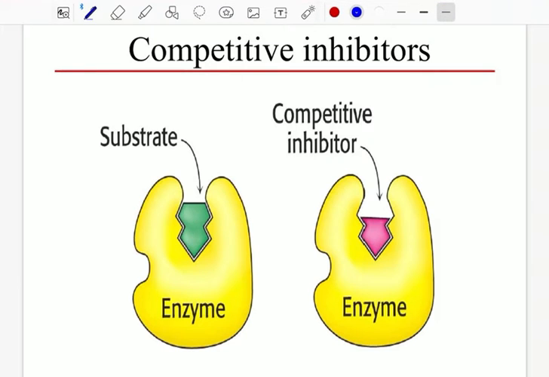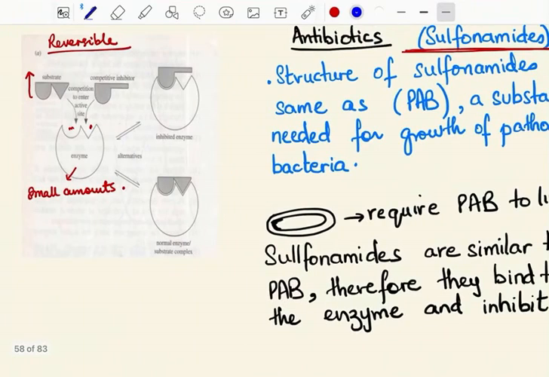So if the substrate concentration is low, the competitive inhibitor will get a chance. Whereas if the substrate concentration is high, the competitive inhibitor will not get a chance to inhibit this enzyme. So such kind of an inhibition is a reversible inhibition. Why? Because it can be reversed by increasing the substrate concentration. So this is how it is.